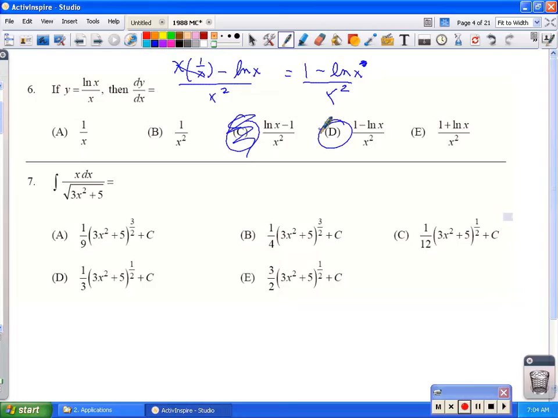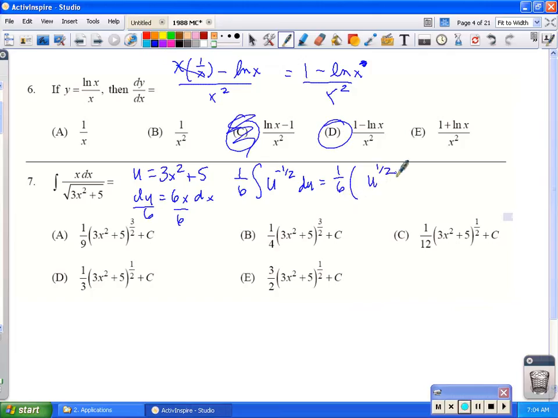Number 7 is a u sub problem. U is 3x squared plus 5. du is 6x dx. We don't need the 6. So we're going to have 1/6 of u to the negative 1/2 power, bringing that up. That will give me 1/6 of u to the positive 1/2, increase the power by 1, divide by that power. Dividing by 1/2 is times 2, so that's going to be 1/3 of u to the 1/2 power. And of course I'm going to put this back in place of u, and the answer is letter D.